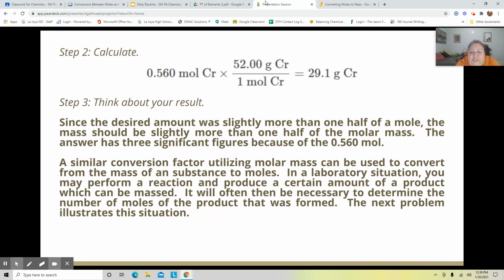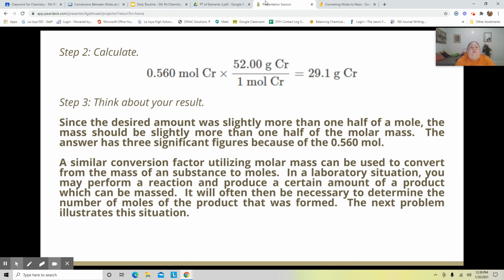A similar conversion factor utilizing molar mass can be used to convert from the mass of a substance to moles. So right now it was all about moles to mass. Next, they're telling you in a laboratory situation, you may perform a reaction and produce a certain amount of product, which can be mass. It will often then be necessary to determine the number of moles of the product that was formed. The next problem illustrates the situation. Anytime you're in the lab, you're going to be weighing your product, and it's always going to be in terms of mass.